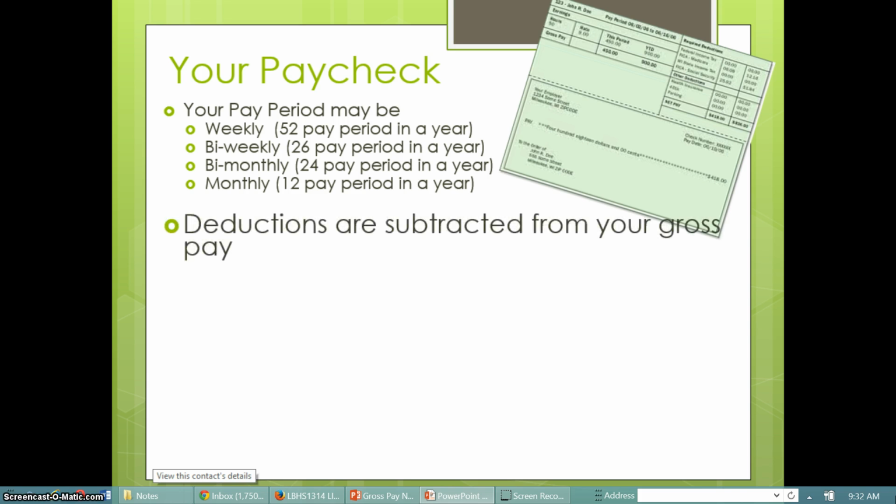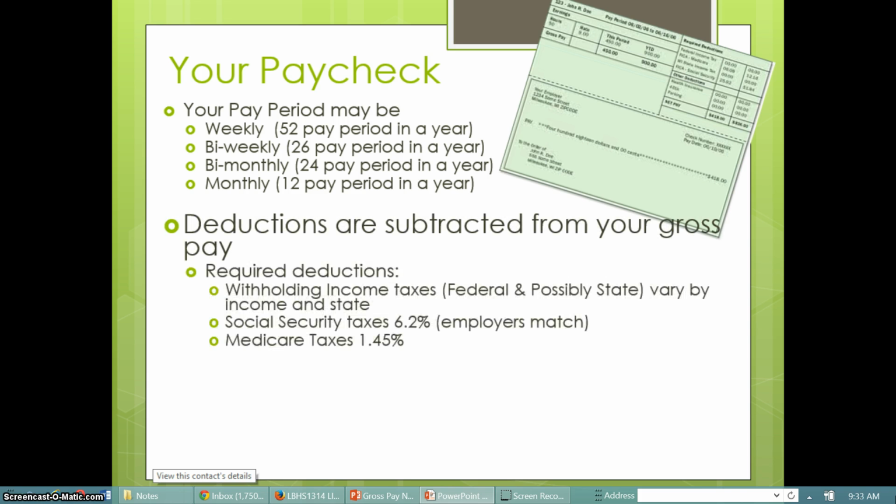Your deductions are subtracted from your gross pay. Your required deductions are going to be your withholding income taxes, such as federal and possibly state, that will vary by what income you make and what states you live in. Not all states require state income tax. The state of Missouri is a state that requires a state income tax to be paid. States that do not require a state income tax would be Florida and Tennessee and Texas.